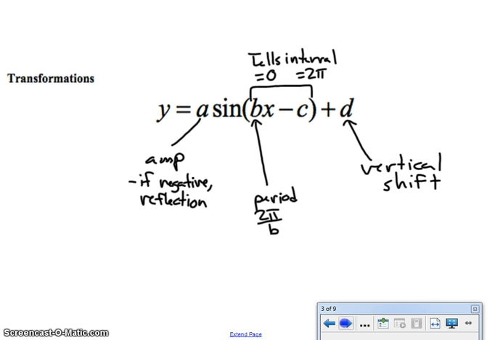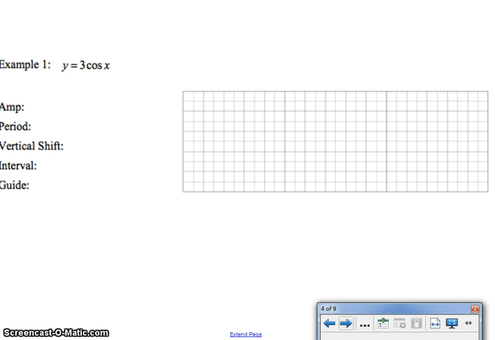Right, so that tells us how much our graph is moving up or down. So those will help us identify the amp, period, vertical shift, interval, and guide. Once we have that, we can graph our function. All right, so let's look at a pretty simple example here.